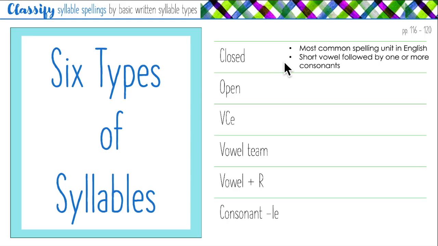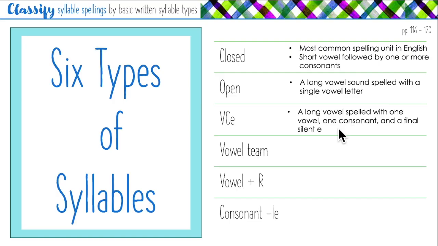Closed syllables are the most common unit in English. Short vowels are followed by one or more consonants. They need to understand this. And if they can understand open and closed in kinder, this is great. They can't. They should be able to. But you're going to have to explicitly introduce this idea of open and closed syllables, that a long vowel is going to be spelled with an open single vowel letter.